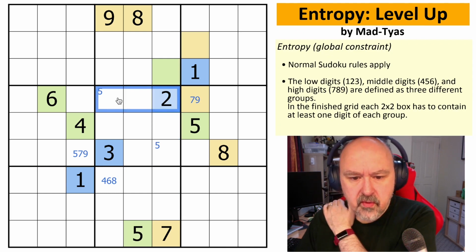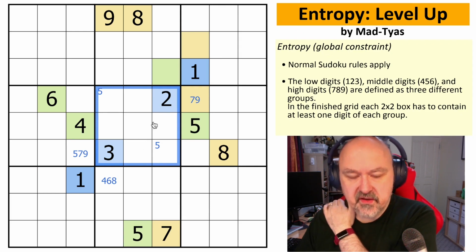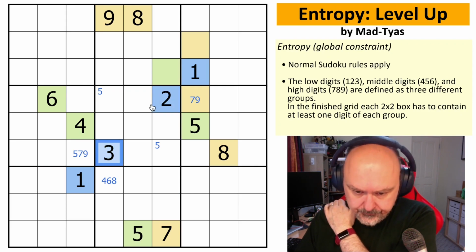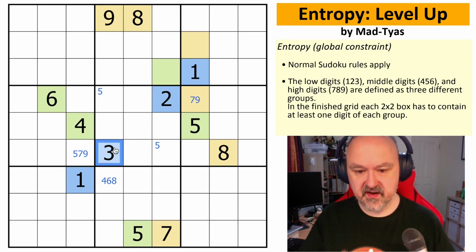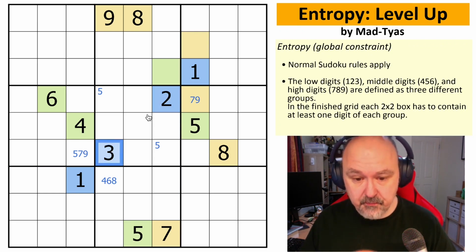Oh! This box... That is incredibly pretty. Okay, these are blue. I'm not going to say I should have seen that faster because I've never done a puzzle like this before, and that is quite tricky if you've never seen it before. These are both blue. This box can hold one more blue.